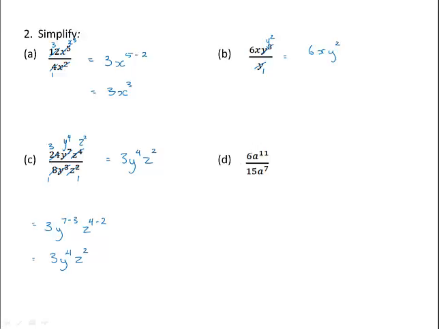In this expression, 3 goes into 6 twice and into 15 5 times. We can see that a to the 7 will divide into a to the 11, and 11 take 7 is 4. So in the numerator, we're left with 2a to the power 4, and in the denominator we have 5 times 1, or 5.